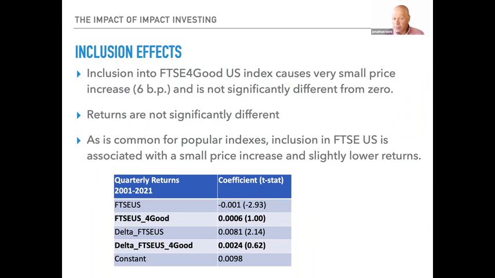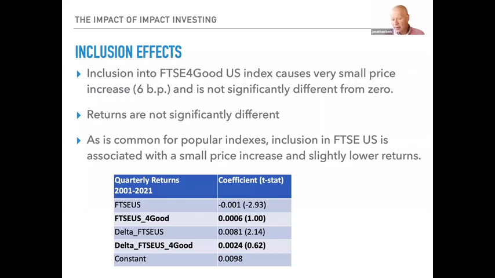Again, if you wanted to see socially conscious investors have a big effect, you would need to see a big price change. You'd need to see a big inducement when they choose to sell or they choose to buy. And so we look for that. And what you can see is the price change is very, very small. It's 6 basis points right here.